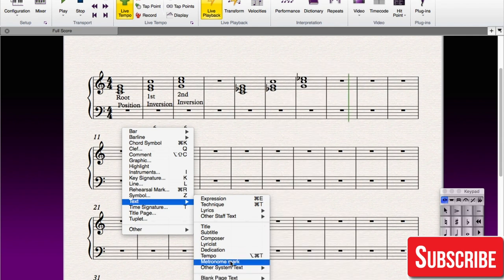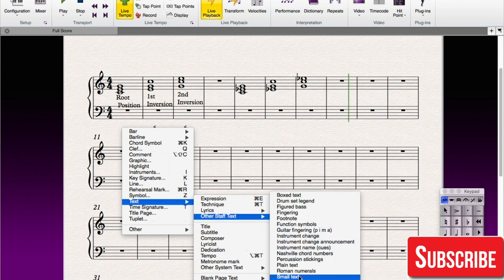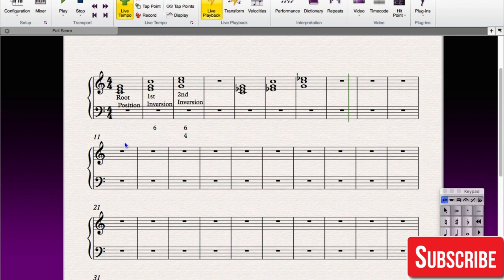So let's get the text. I'm going to write for you in terms of analysis. Now when we analyze, because C is the first chord, you have the Roman numeral 1 to show you that this is the first chord.